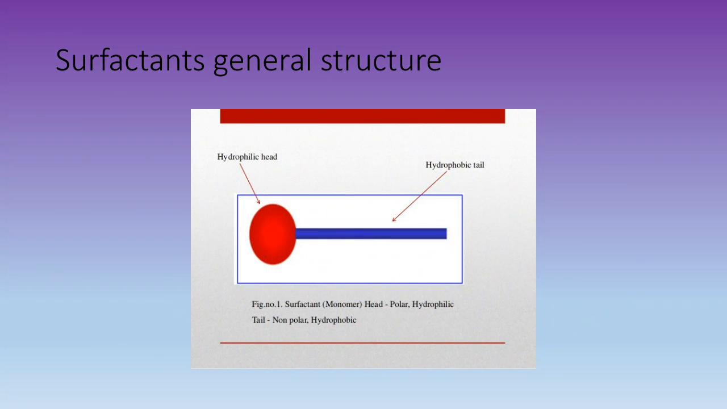Now this is the general structure of a surfactant. The hydrophilic head is denoted by the red ball-like structure, and the hydrophobic tail is shown as well. Here you can easily see that the surfactant consists of a monomer made up of a head and a tail. The polar part is the hydrophilic head and the tail is the non-polar part, called hydrophobic. From the definition, it is clear that a surfactant is a combination of hydrophilic and hydrophobic parts: the head is hydrophilic and the tail is hydrophobic.